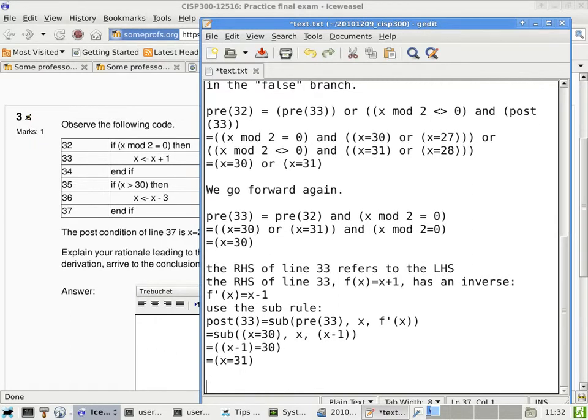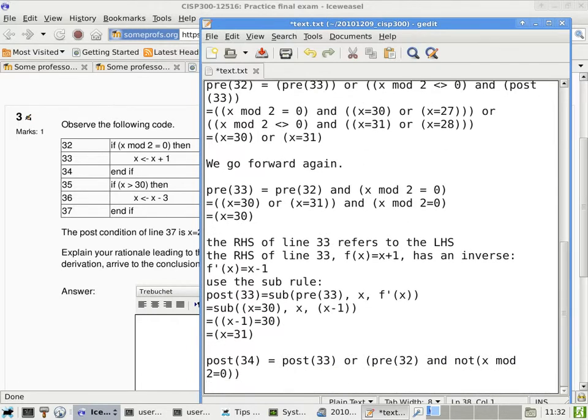What about the other branch? What about post 34? Post 34, there are two ways to get to line 34. One is post 33, but there's another branch. The other branch is the false branch. So if you go through the false branch, that means whatever was true before line 32 is still true. However, the condition of the conditional statement has to be false. Okay, is that okay so far? Making sense?